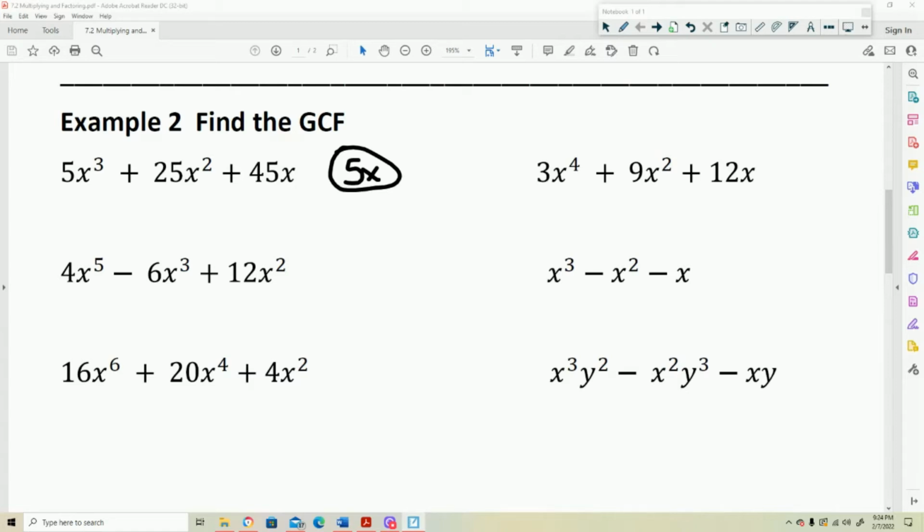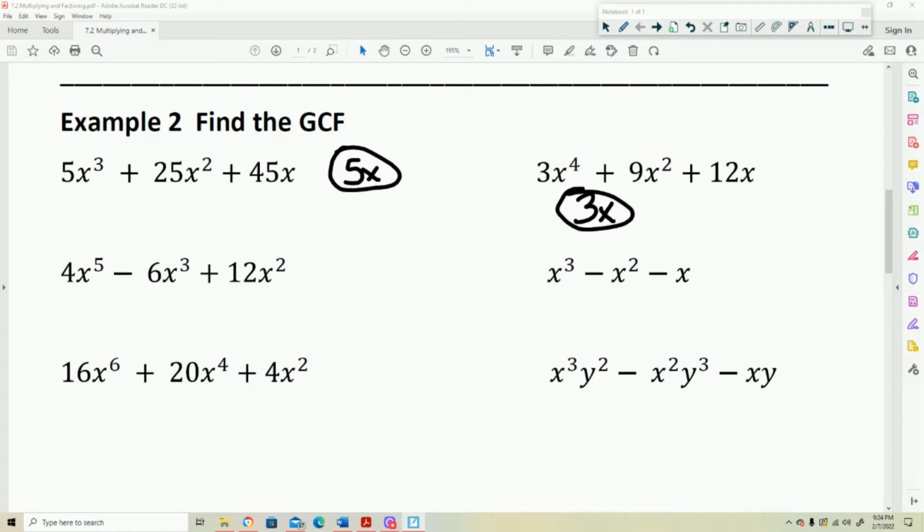Next one. I've got 3, 9, and 12. Well, obviously 3 goes into all of those. And look, I've got x^4, x^2, and x^1. X to the fourth, x to the second, x to the first. Well, what do they all have in common? Each term has at least 1 x. They all have 1 x in common, so it's 3x for my GCF. x divides each of those evenly. 3x is the GCF. Okay, keep going.